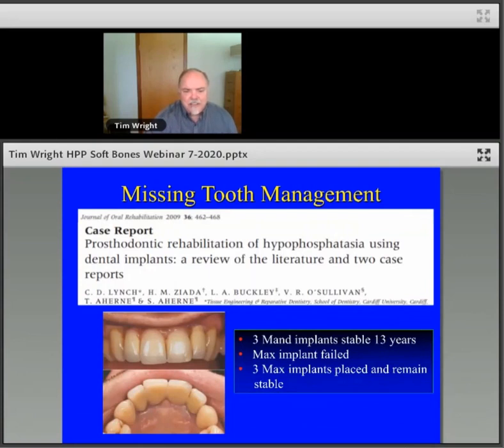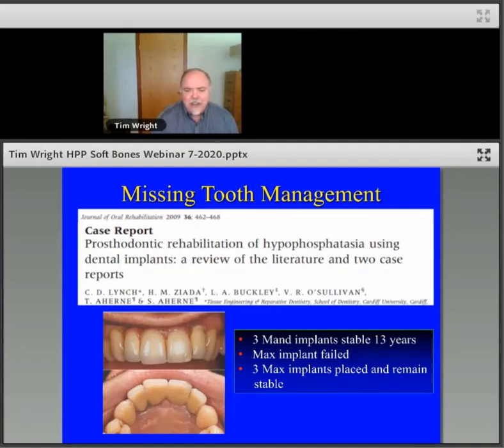There's not, again, a lot of literature on this. Implants is another thing that people have asked about. This is the only paper that I'm aware of that's ever been published on implants in hypophosphatasia patients, and there are only a couple of cases in here, or 2 cases. And they were stable.